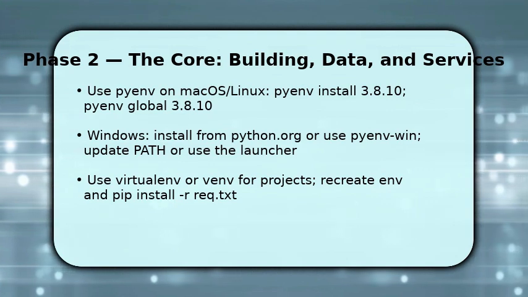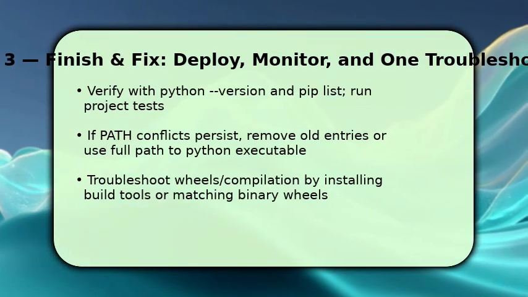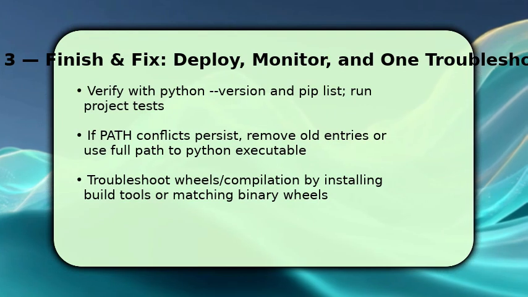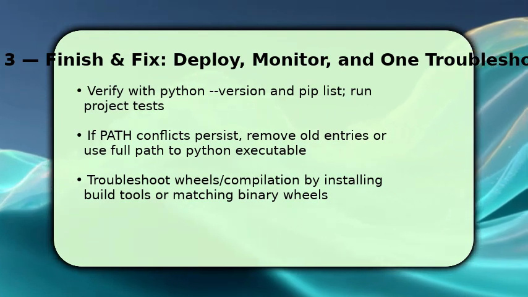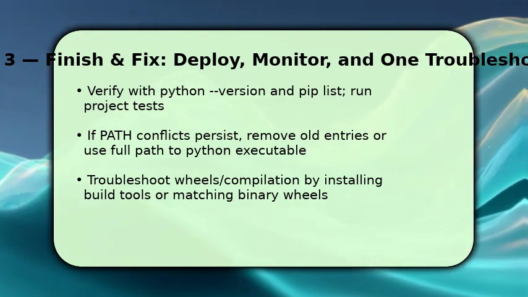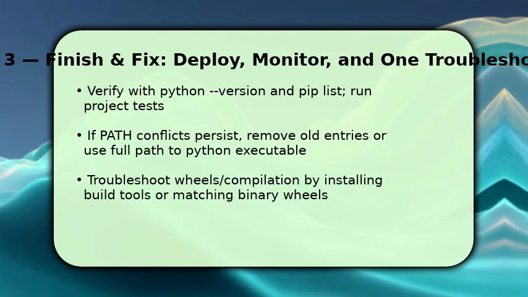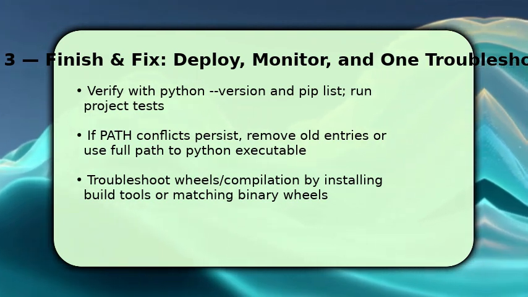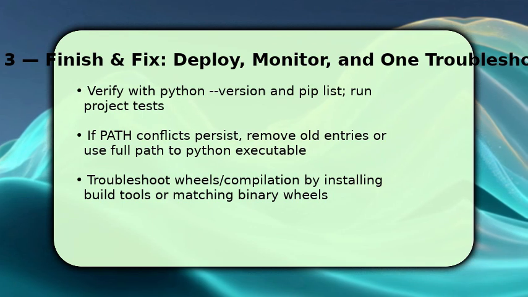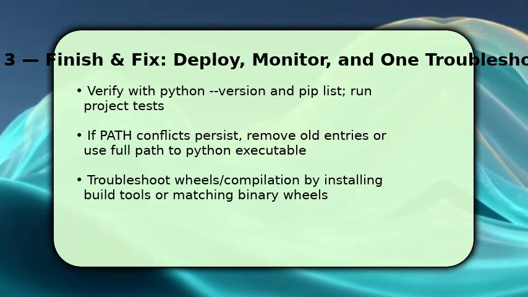Finally, verify the downgrade by running python --version and pip list inside each environment, then run your test suite to confirm behavior. If you still see the old version, check and edit PATH entries or call the full path to the desired Python executable. Windows users can use py -3.8 -m pip.